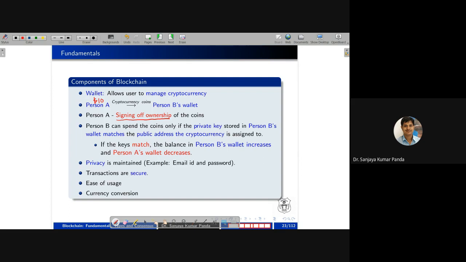But before that, it will check the private key stored in person B's wallet. Is it matching with the public address of the cryptocurrency? We have to compare person B's private key, which is stored in his or her wallet, with the public address the cryptocurrency is assigned. If there is a match, then person B's wallet is increased and person A's wallet is decreased, right? So we can say it is a successful transaction. So it is based upon the private key stored in person B's wallet.